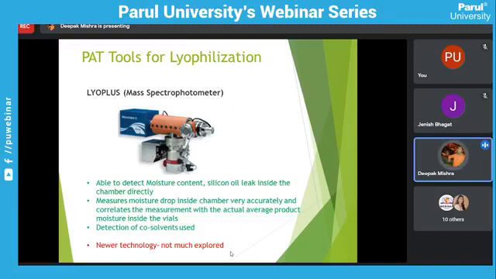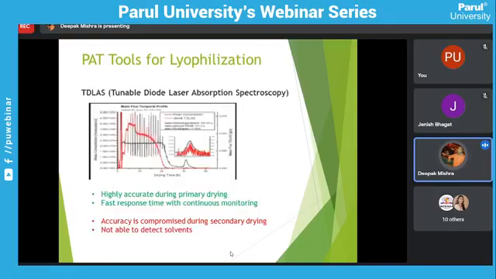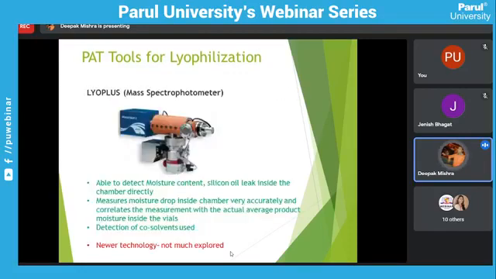Or detection of co-solvent. In TDLAS we can't use a co-solvent, but in this technology we can use the detection of co-solvent. So on the basis of cycle development, we can use these PAT tools, and our cycle is very innovative and a very short duration cycle. And from an industrial point of view, it is very cost effective. So that's why we are using LyoPlus in our cycle development, our lyophilization process.